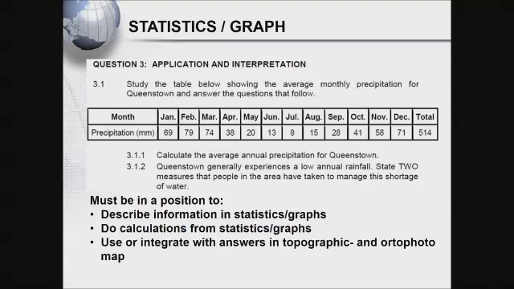Now, here they've given you statistics. It could have been a graph also, right? So please, people, you must be in a position to do this. Secondly, you must be in a position to do calculations from the statistics or the graph. Look at that one: calculate the average annual precipitation for Queenstown. All right? So it's a very important thing. Now, after they've asked you, for instance, to calculate the annual precipitation, what does that lead to?